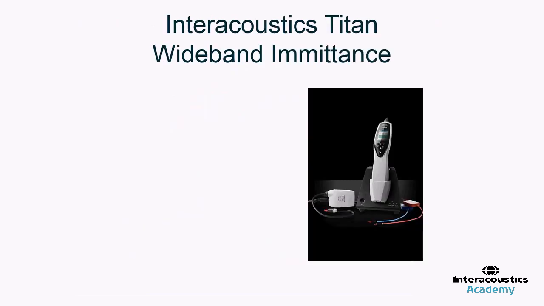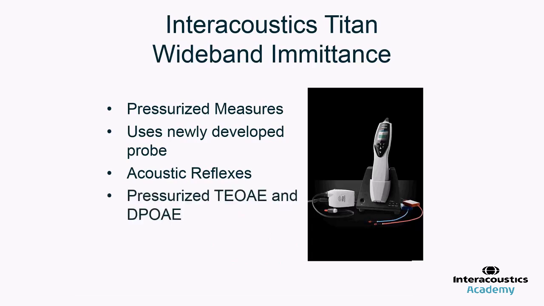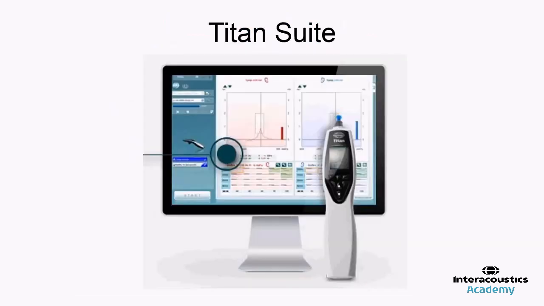The instrument that has been developed that allows us to make these measurements across a wide frequency range required that a new probe be developed, and the Interacoustics Titan also uses pressurized measures in addition to the newly developed probe. It also does traditional acoustic reflexes and pressurized transient evoked otoacoustic emissions, as well as distortion product OAEs. And then finally, if the system is set up in this manner, you can also do a screening ABR using the CE chirp stimulus. But today we'll be talking just about wideband tympanometry.